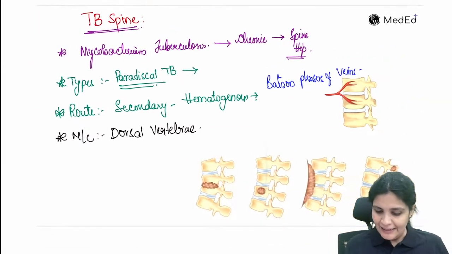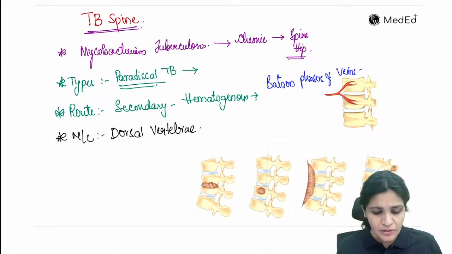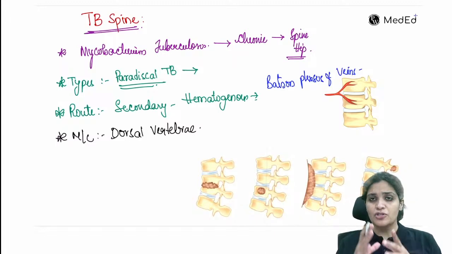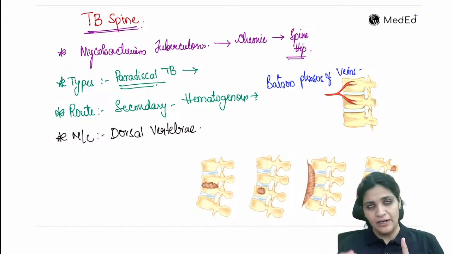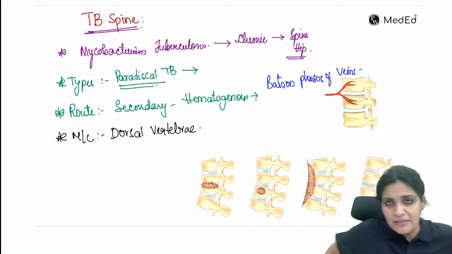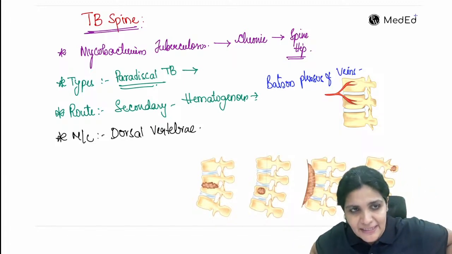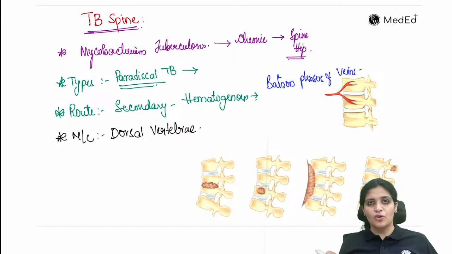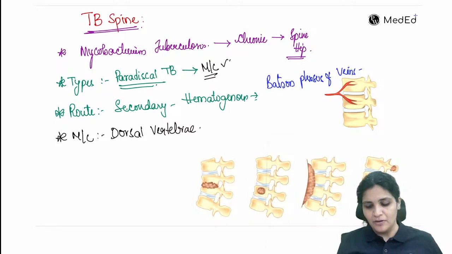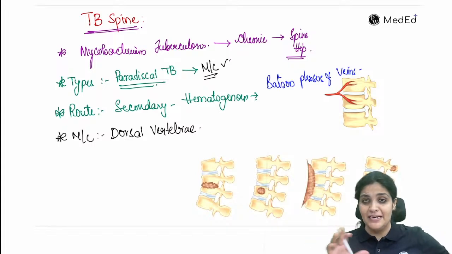So this is the first thing you have to answer. You will write for TB spine, the causative organism involved is Mycobacterium tuberculosis, and usually it is seen in the spine followed by the hip. Next part, the types: the most common is paradiscal TB. So why is it paradiscal TB? Again, because of the arrangement of the vascular supply.